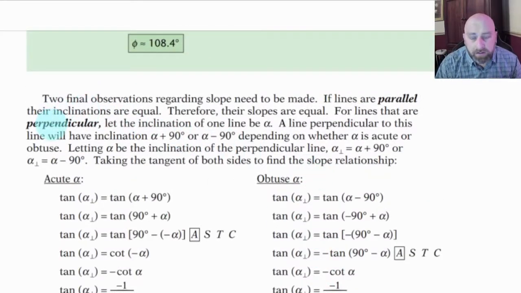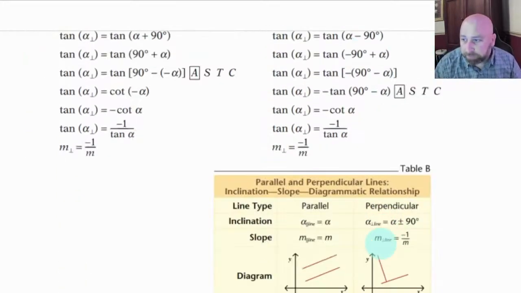For perpendicular lines, those are lines that form like a T, the inclination is basically adding 90 degrees. It's rotating 90 degrees, whether it be adding 90 or subtracting 90. So what does that look like? Well, when you have a perpendicular line, the slope of a perpendicular line, remember, is always the negative inversion. So here's what that looks like.